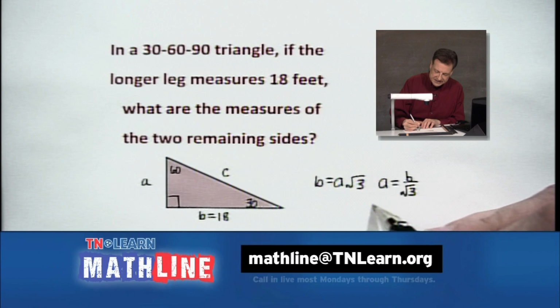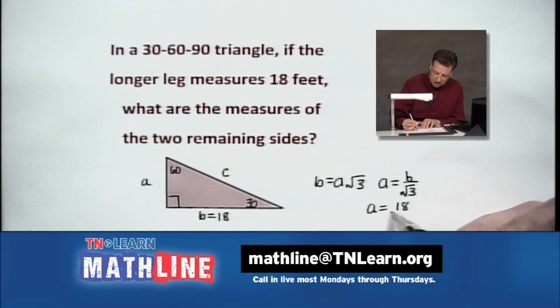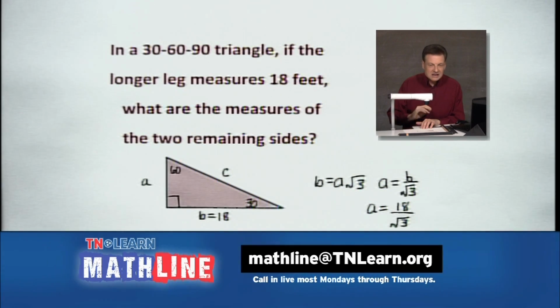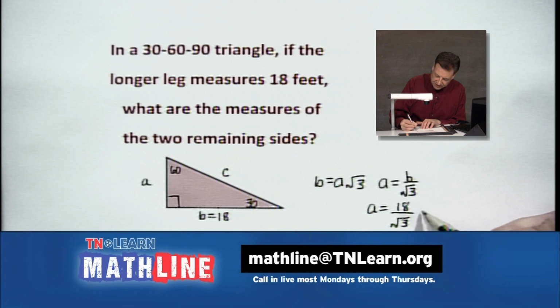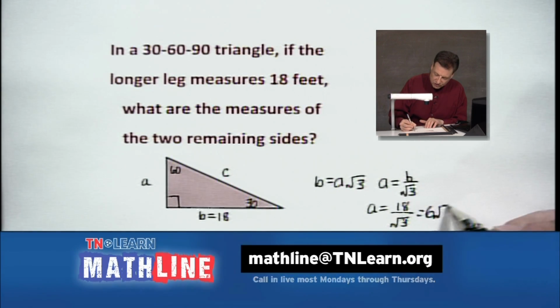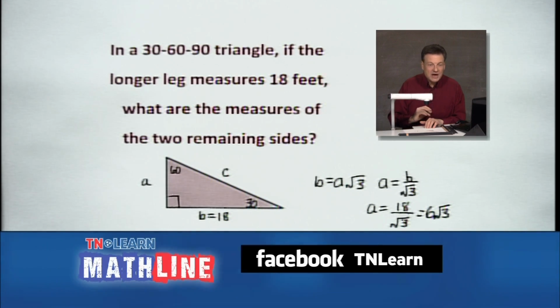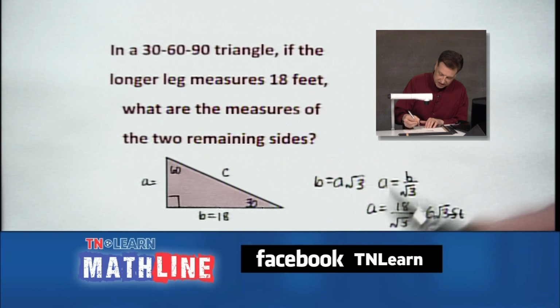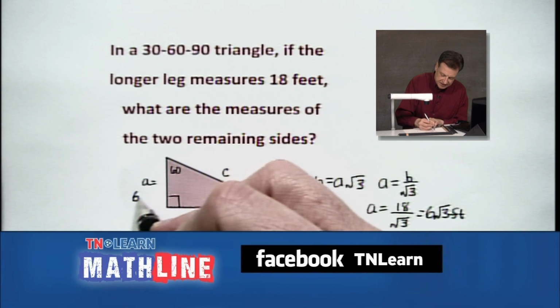So put your 18 right in there over the square root of 3. Let's divide and attach. Let's have fun with it. Oh, my goodness. Goes in there 6 times, right? Bring the square root of 3 along for the ride. You have your A value. Right there it is, all right? So it's 6 times the square root of 3.